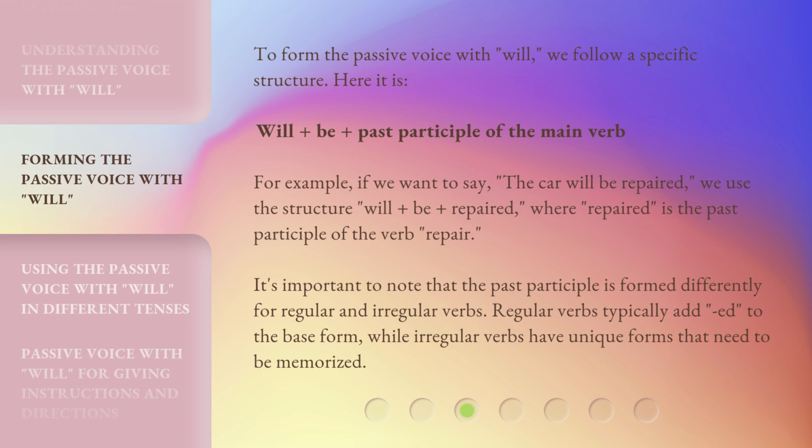It's important to note that the past participle is formed differently for regular and irregular verbs. Regular verbs typically add ed to the base form, while irregular verbs have unique forms that need to be memorized.